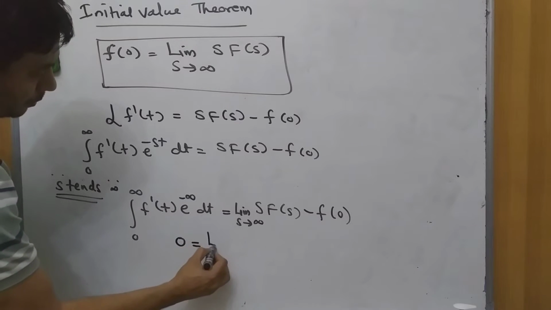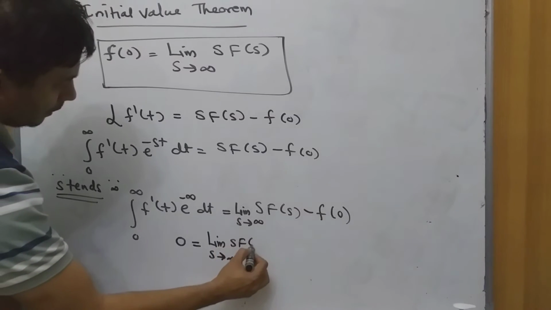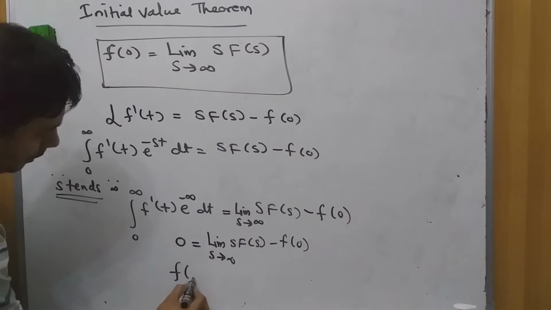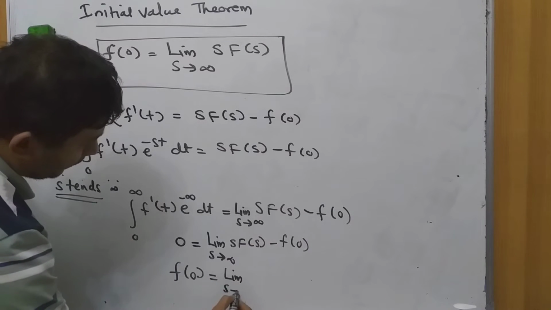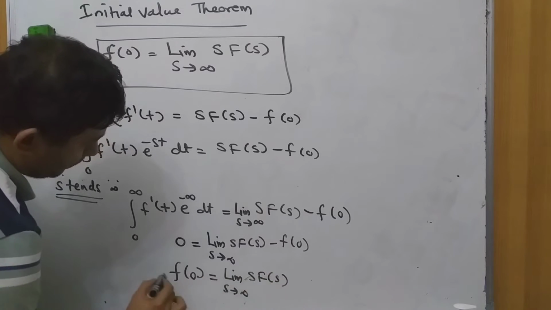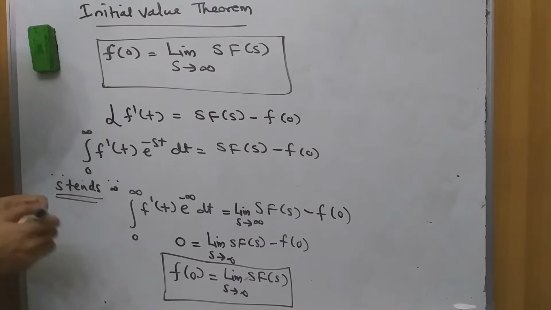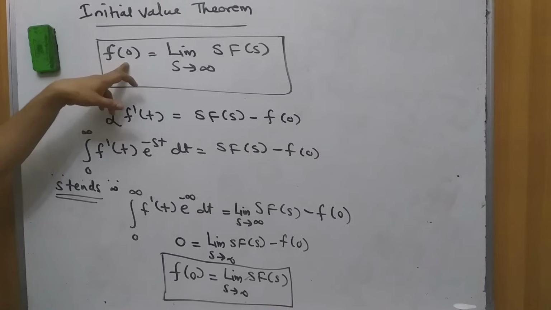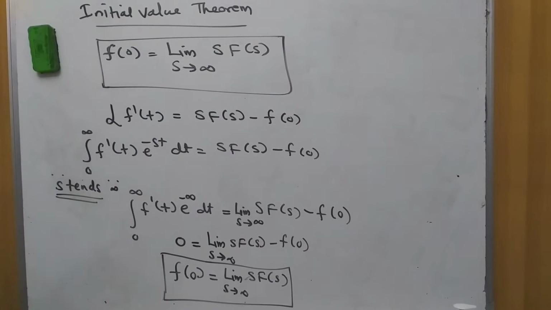So that is equal to limit s tends to infinity s into F of s minus f of 0. Therefore, the initial value f of 0 is equal to limit s tends to infinity s into F of s. So this is called the initial value theorem. According to the initial value theorem, the initial value of a function is given by s into F of s, limit s tends to infinity.